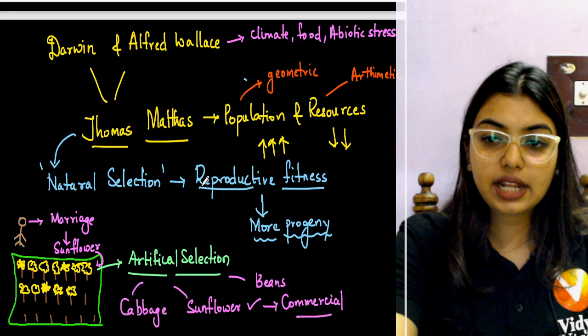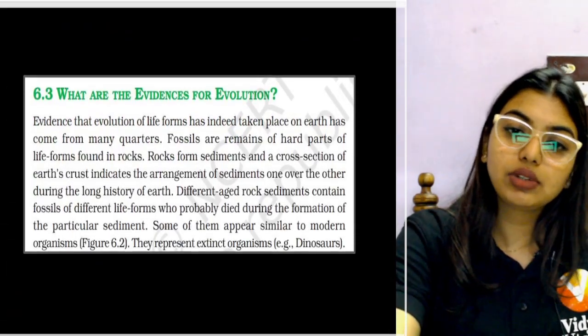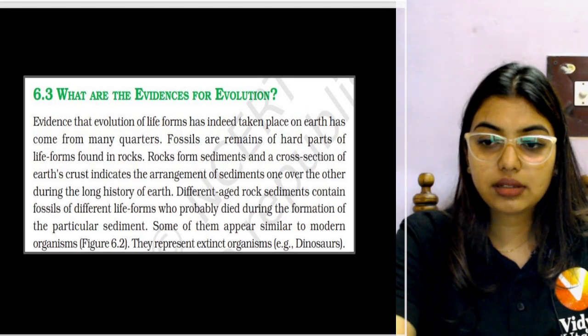Understood students? This is a little extra, but this will only make you understand the connection. If you read NCERT blindly, you will just be blind. You cannot understand. Okay, we'll take a break and come back.